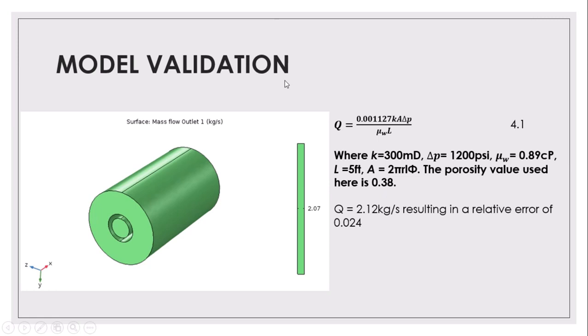The flow rate obtained from the model is 2.07 kilograms per second. But then there is a flow rate equation used to calculate the flow rate for a steady state scenario, given as equation 4.1, and the flow rate calculated using this equation gave us 2.12 kilograms per second, as compared to 2.07. We have a relative error of 0.024, which is basically 2.4% error, which is probably small enough.